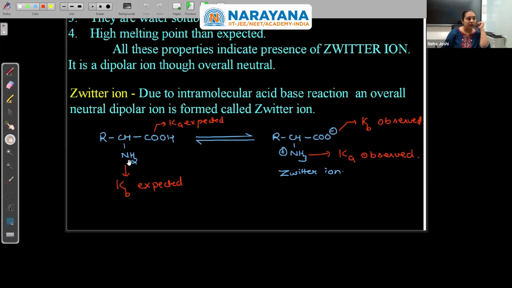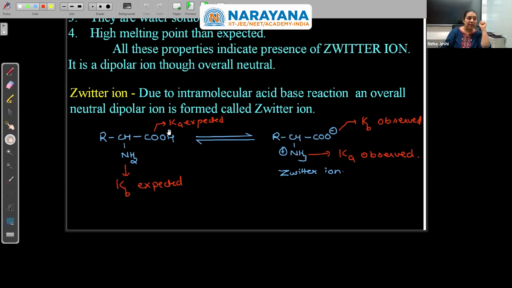This is the acidic part, this is the NH2 basic part. So they exchange H plus intramolecularly and have this polar species. Overall it is neutral, but it has the dipoles. One end is negative, one is positive. This is called zwitterion. And here we are starting a very, very important question zone. Dipolar ion, zwitterion, minus and positive.